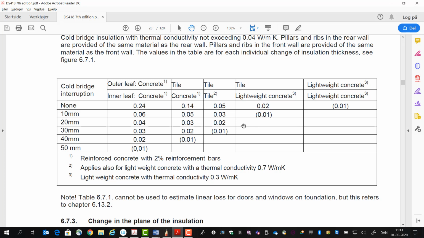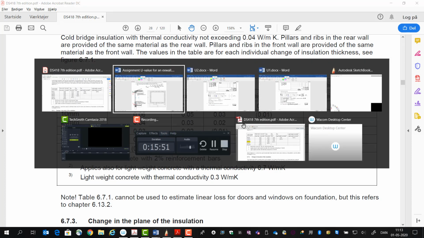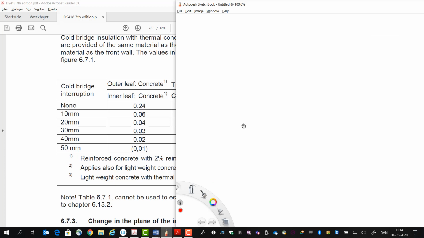So if we go back and write that here, that the psi k will be 0 according to DS 418 table 671. So now we have U1, U2, and psi k. Now we need to calculate the areas.